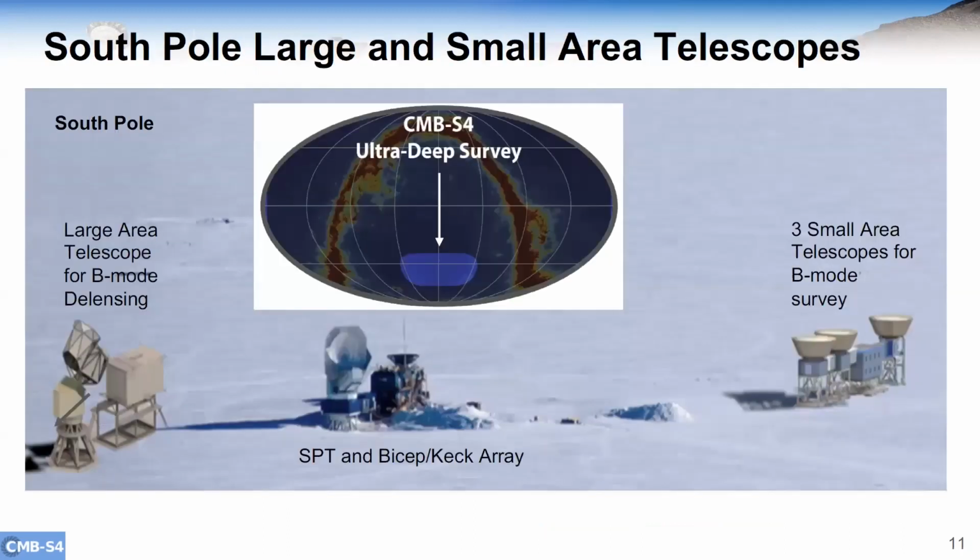At the South Pole, there are both large and small aperture telescopes. The small aperture telescopes are really drilling down in a smaller region of sky to great sensitivity, going after the B-mode survey, building on what we've heard of already with the BICEP Keck array and the South Pole Telescope, going after the large area surveys for delensing in conjunction with the Chilean large aperture telescopes.